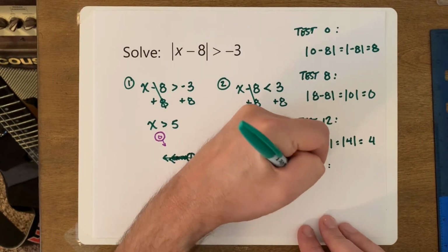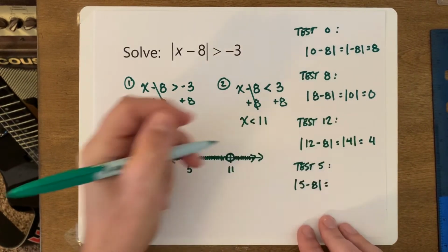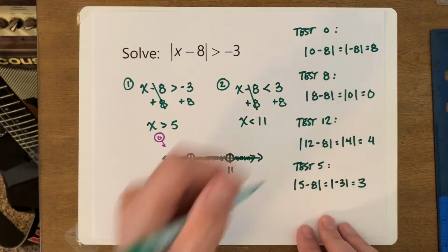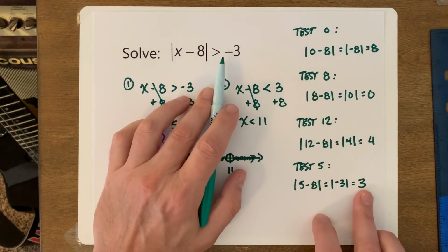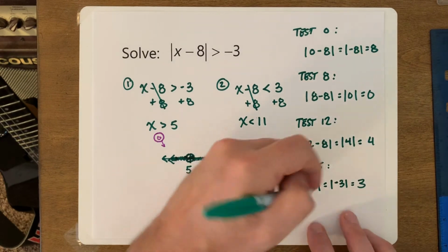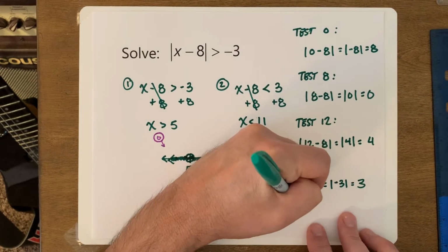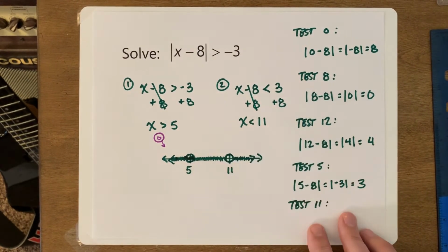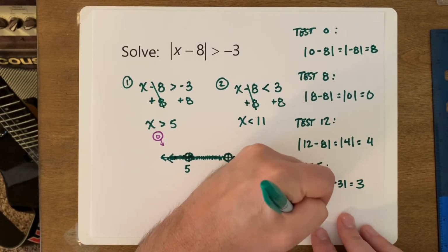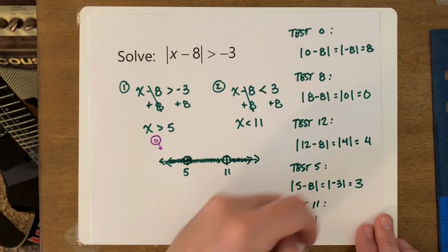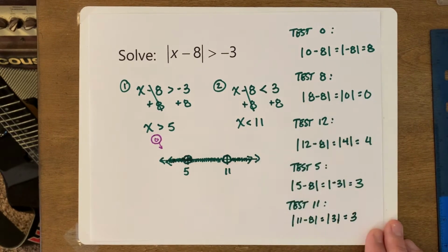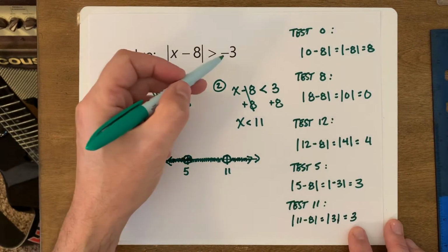So we have 5 take away 8. That's equal to negative 3, and that would be 3 when you take the absolute value of it. So that is greater than negative 3. So really, this should be shaded through there. And let's try 11 just to see what happens. Testing 11. 11 would be 11 take away 8. That would be equal to absolute value of 3, which is also 3. And that works because that's greater than negative 3.